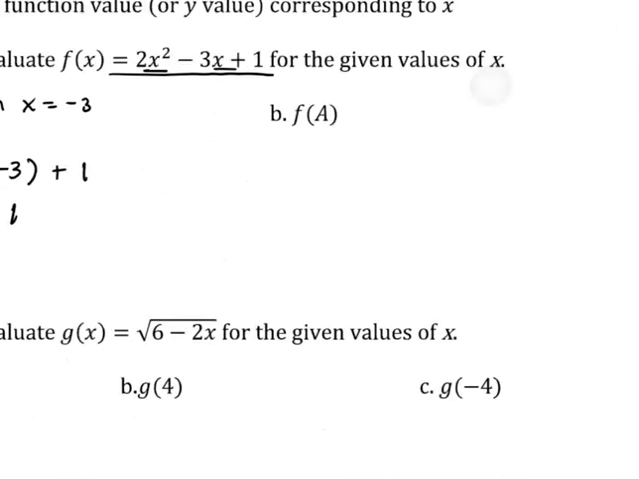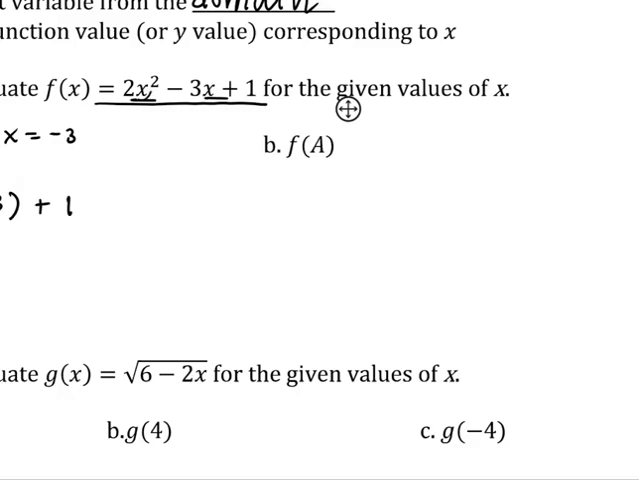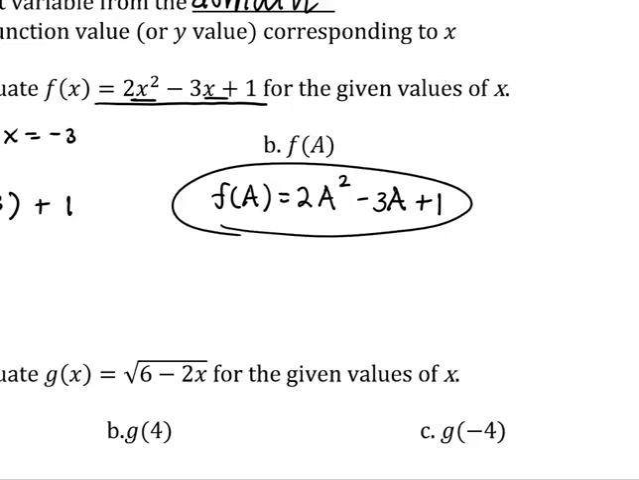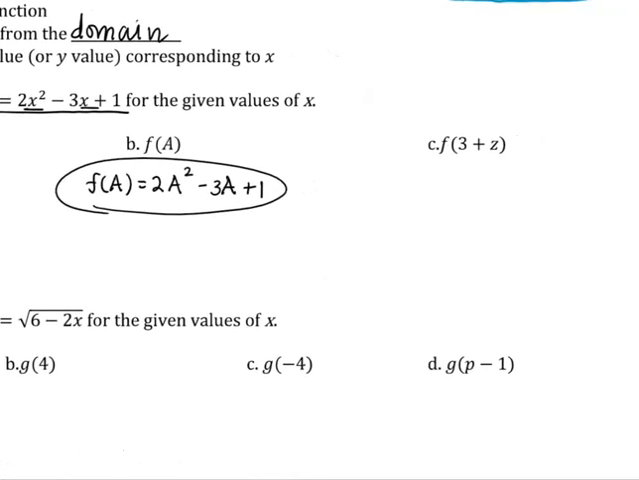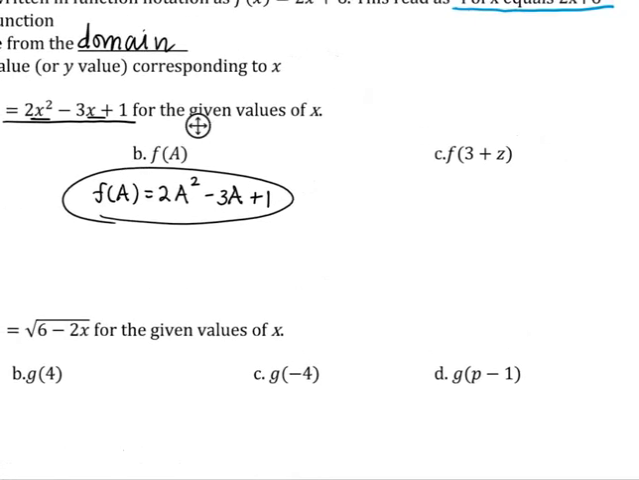For part B, f of capital A, same thing. I'm going to be replacing these x's with capital A. So f of capital A is equal to 2, instead of x squared, it's capital A squared. Instead of minus 3x, it's minus 3 capital A. And then plus 1. There's nothing to plug in there. That is our answer. We simply replace x with whatever is on the inside of the parentheses. Here, I'm going to be plugging in 3 plus z. So I have 2 times 3 plus z squared minus 3 times 3 plus z plus 1. Notice how I'm using parentheses there.